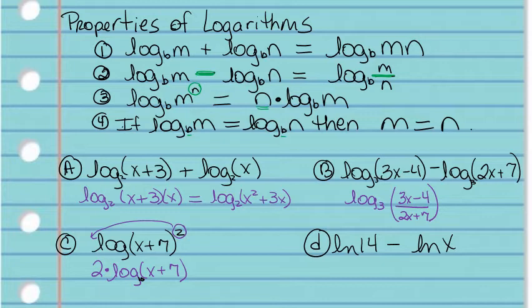And D is log base e. Natural log is also called log base e. And again, we're using the quotient rule on this one. And this will be natural log of 14 over x.